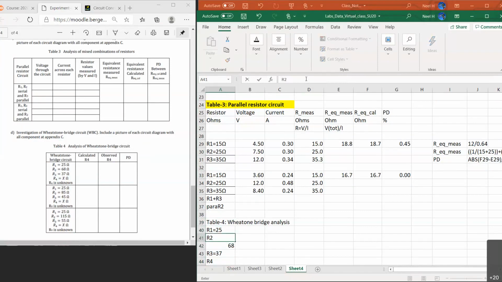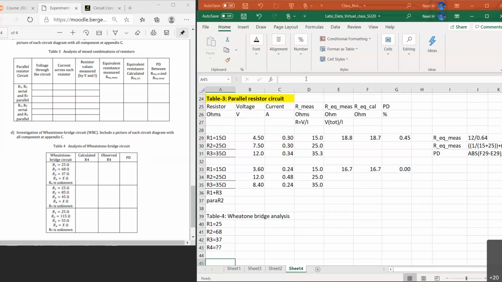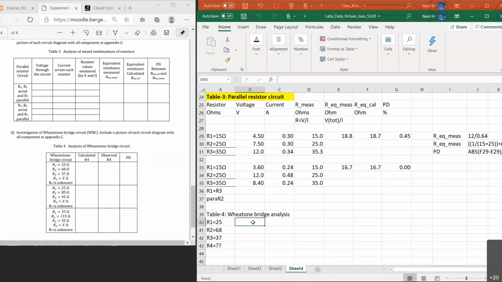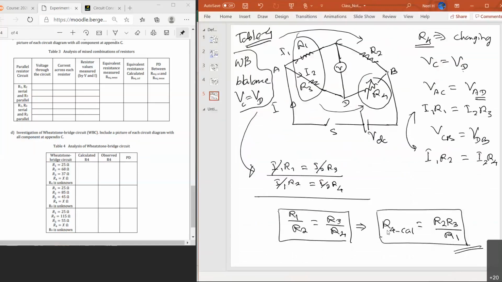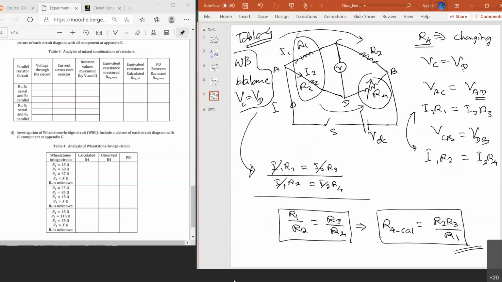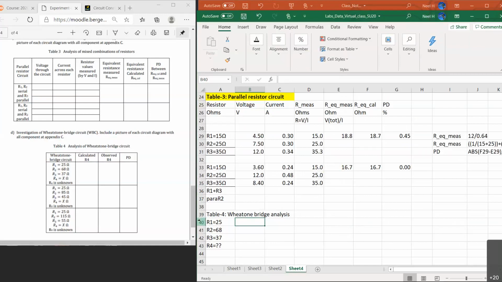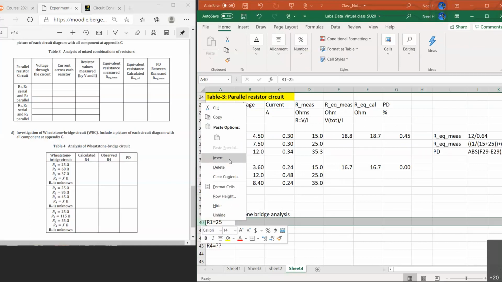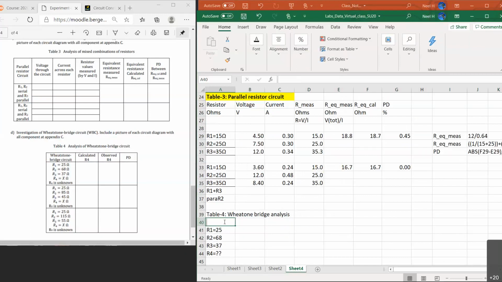Let's see what happened here. R2 which is 68, R3 which is 37, and then R4 which is unknown. That we have to figure out by doing the experiment, right? For R4 calculated, now you have to use this equation. I show you the earlier equation here. R4 calculated is going to be R2 times R3 divided by R1, right? Let's do that calculation first. Let's add another column here for R4 calculated, and this one is going to be all the resistance values.